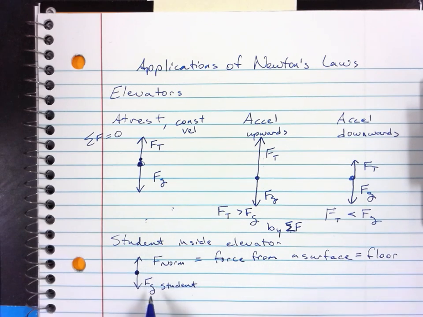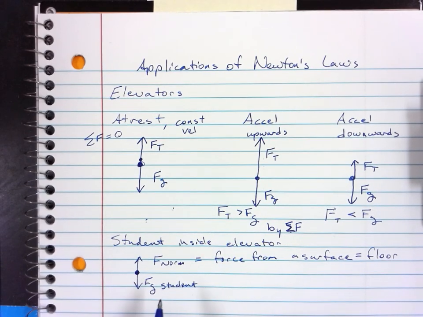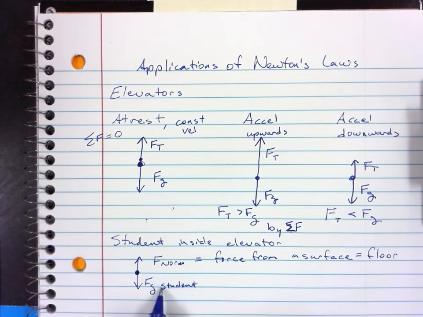So when the elevator is at rest or moving at constant velocity, these two are equal and the student feels normal. When the elevator is accelerating upwards, this has to be bigger than this. The student feels heavier. The student's weight did not change. The normal force changed. When you're accelerating downwards, this is smaller than this. Again, the student didn't change weight. You feel lighter because the normal force is less.